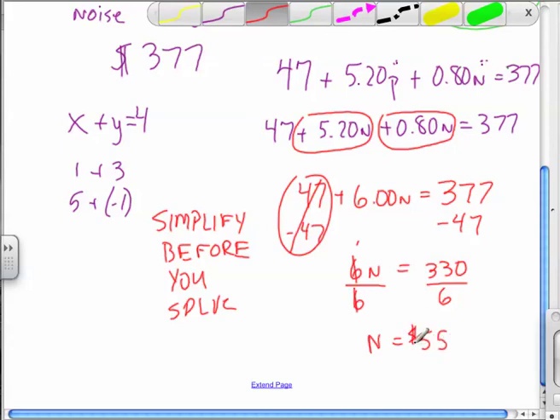Or no, not dollars, I'm sorry. 55 is the number of noisemakers, but it's also the number of pom-poms because they're the same. So P is also 55. All right. Great job, guys, and I'll see you at the next example.